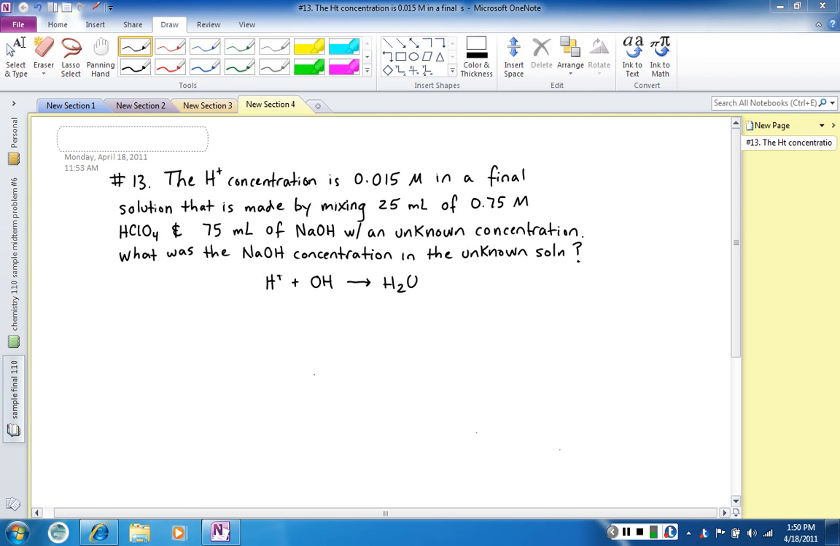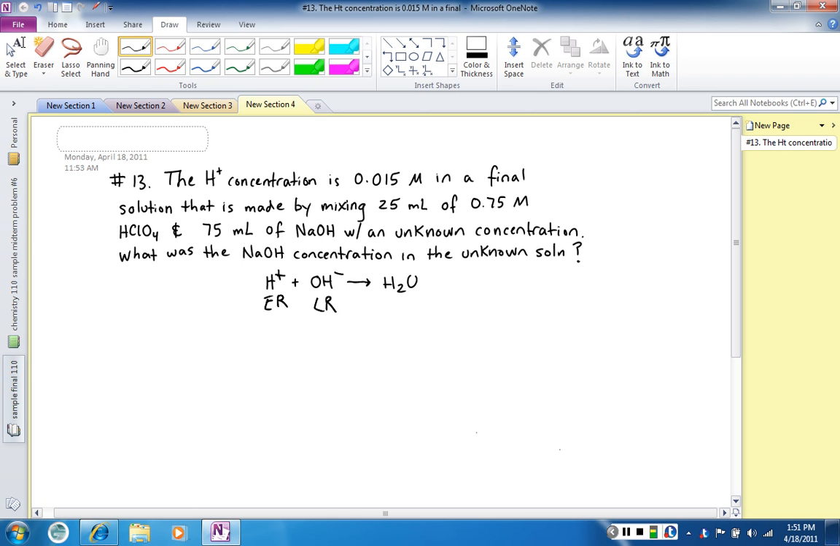It gives us a reaction here of H plus plus OH minus makes water. The key to this problem starting off is to realize that it's a limiting reagent problem along with a dilution problem. It tells us the H plus concentration is 0.15 molar in the final solution. So if H plus is left over at the very end, then that's telling us that H plus is our excess reagent, where OH minus is our limiting reagent. That means that OH minus is going to be all used up in the reaction.